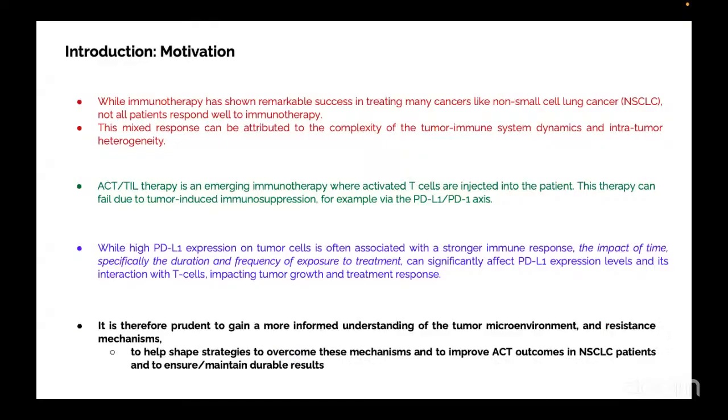And therefore, seeing the importance of the problem, one has to understand the tumor microenvironment and all these resistance mechanisms to be able to help shape optimal treatment strategies and to improve the impact of adoptive cell therapies, specifically in this case for non-small cell lung cancer.